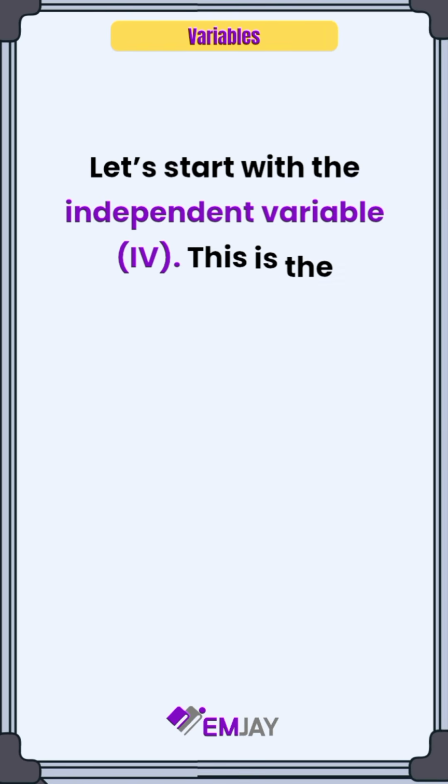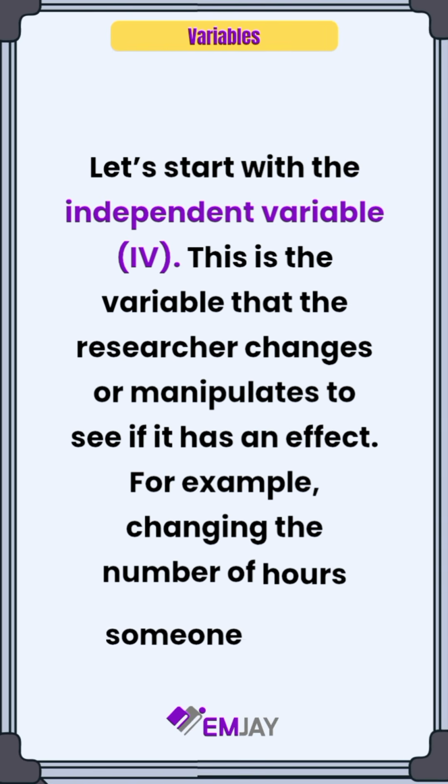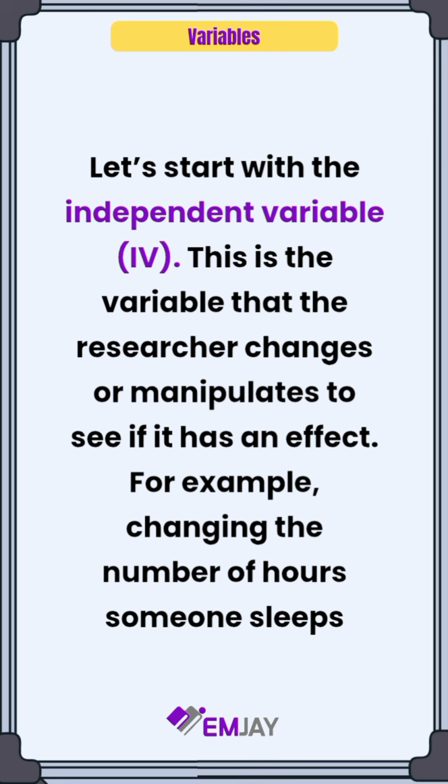Let's start with the independent variable, IV. This is the variable that the researcher changes or manipulates to see if it has an effect. For example, changing the number of hours someone sleeps.